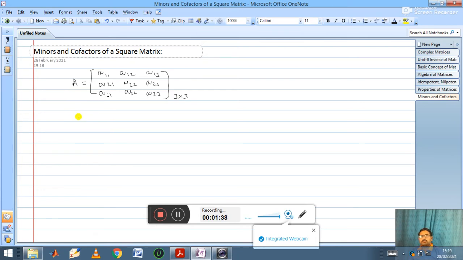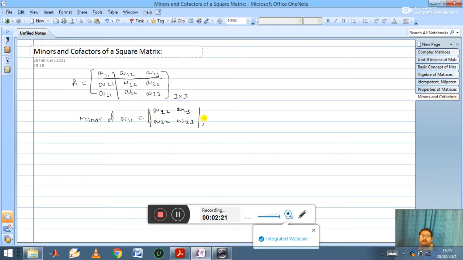First I want to find the minor of A11. Minor of A11 means you delete the first row and first column. If you delete the first row and first column, the remaining elements are A22, A23, A32, A33. So this is the minor of A11.